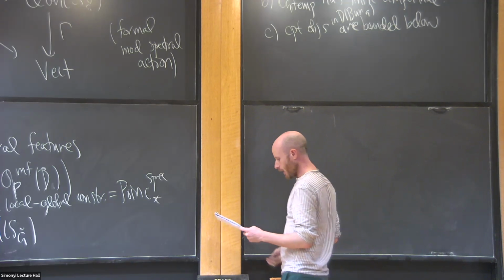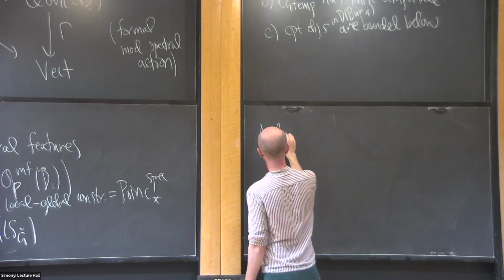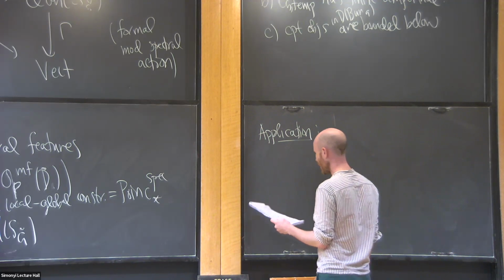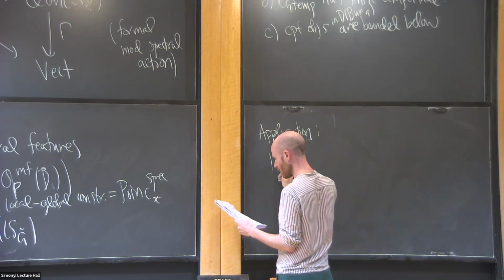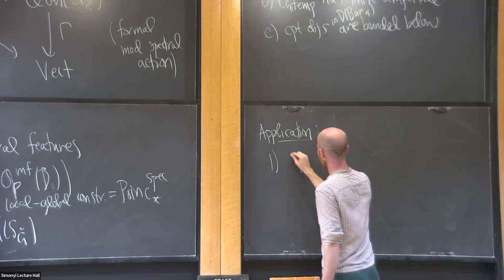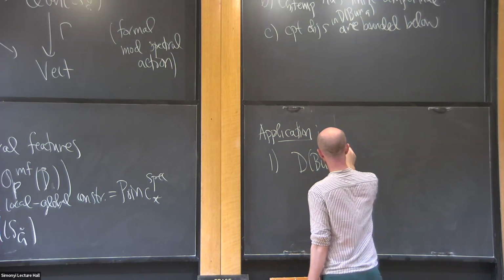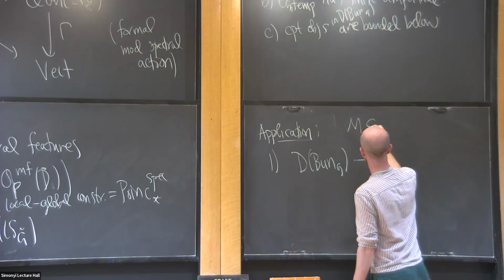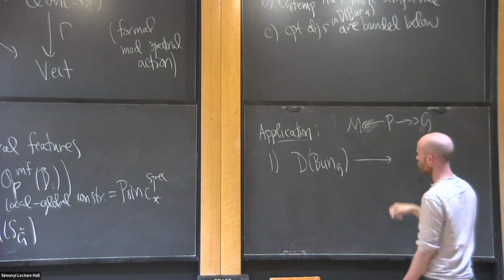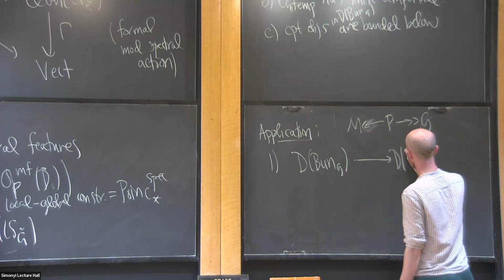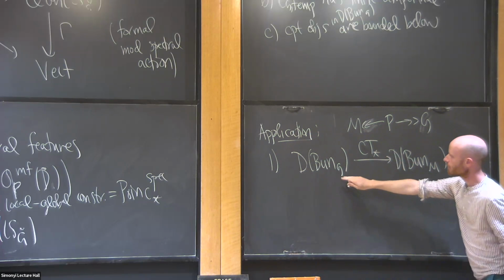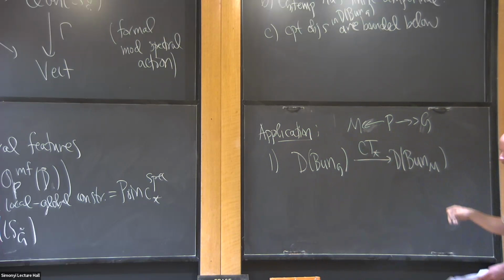So the first application of this is the Eisenstein compatibility. It says the following. If you take D modules on Bun G, I'm going to choose a Levi, and I have similar data for the dual group. I can take D modules on Bun G and map them to Bun M by what we call the constant term functor. That's pull back to Bun P, push forward to Bun M.